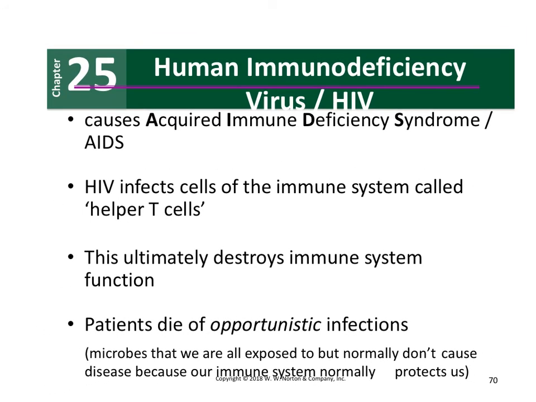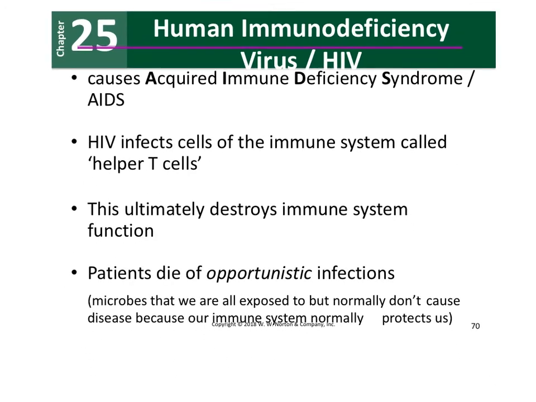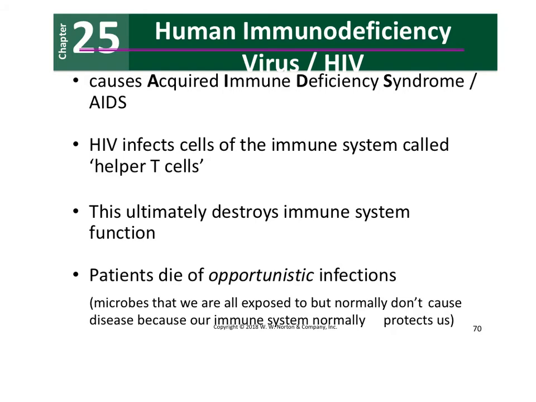So HIV infects cells of the human immune system called helper T cells. They ultimately destroy the immune system, and then patients die of all these infections that their immune system would normally suppress.